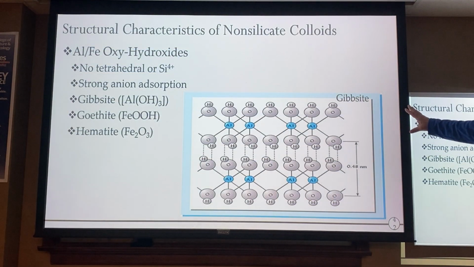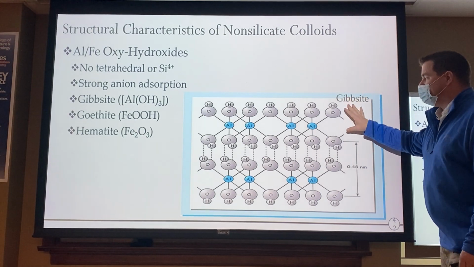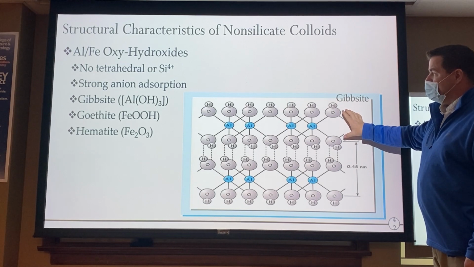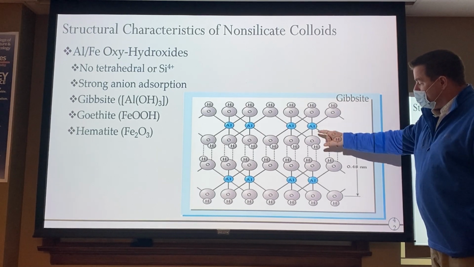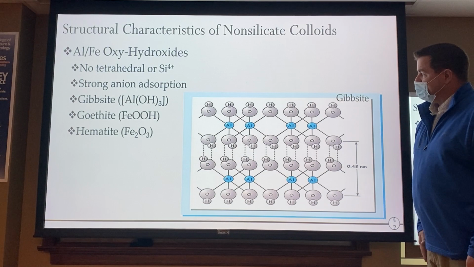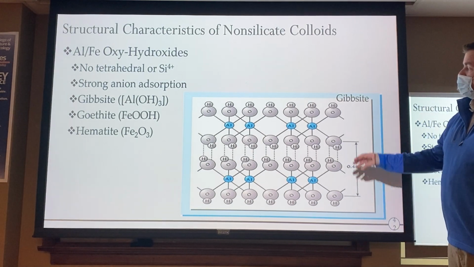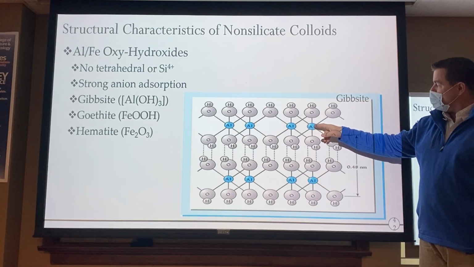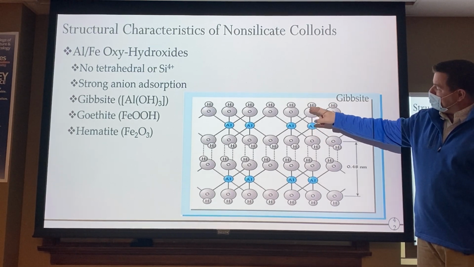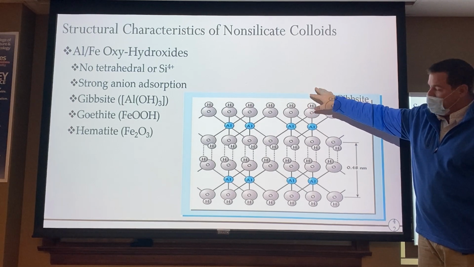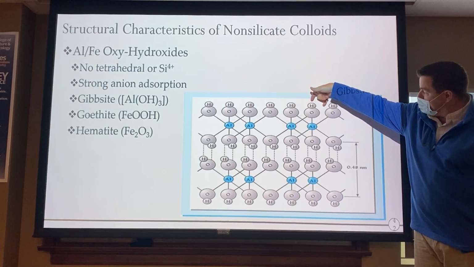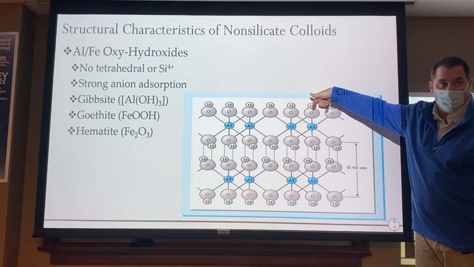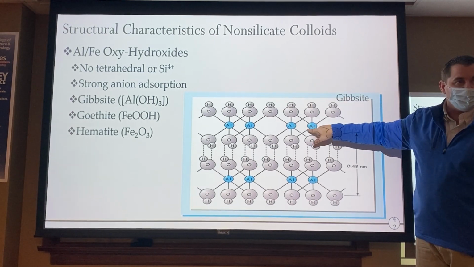All right, just to talk about the aluminum and iron oxyhydroxides, there is no tetrahedron. This was formed with just aluminum. These are going to have a strong anion absorption. Aluminum is a 3+, and that charge will be able to extend out, and we will have, let's say, a phosphate be attached to this hydroxyl group because there's a strong charge on that aluminum.